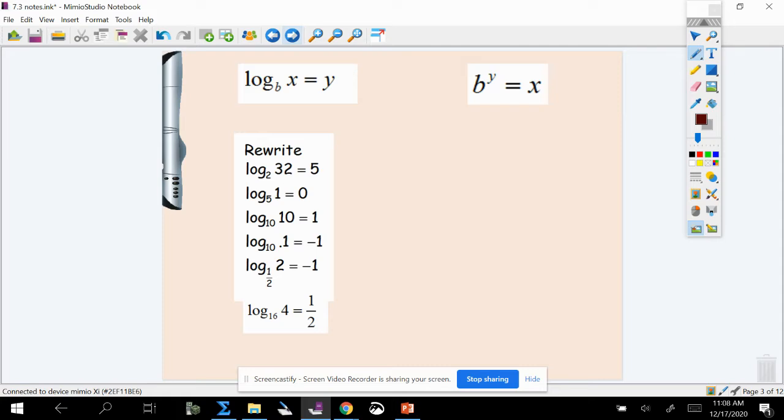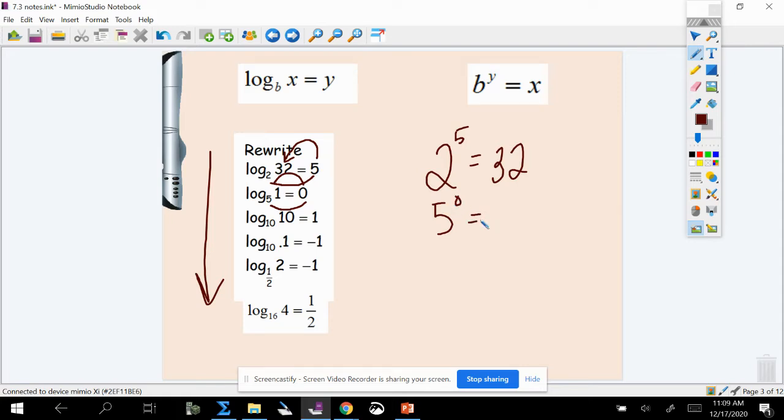I have a whole bunch of questions here in a list, and the directions are to rewrite it in exponent form. All of these are logarithm forms. Everything, you'll notice, we're going to go to exponent form. So log base 2 of 32 equals 5, and the exponent form of that is 2 to the 5th power equals 32. The next one is 5 to the 0 power equals 1.